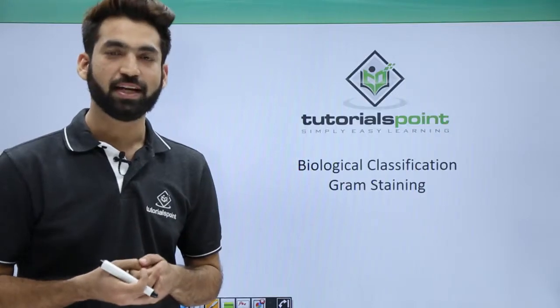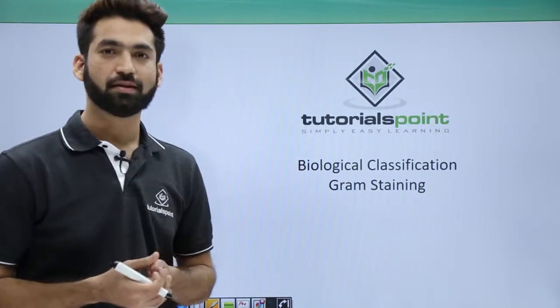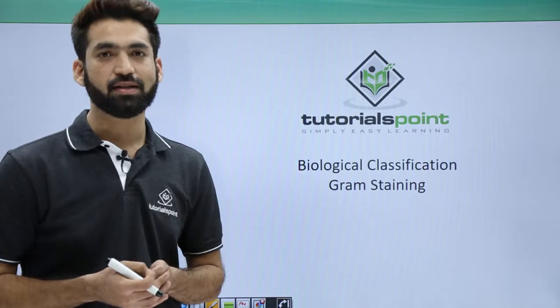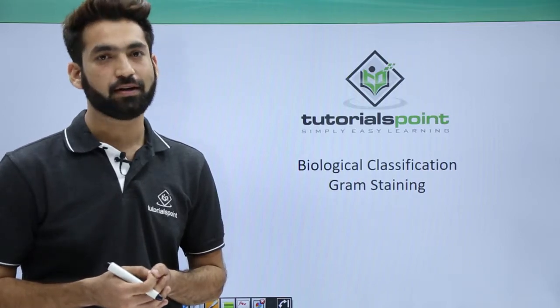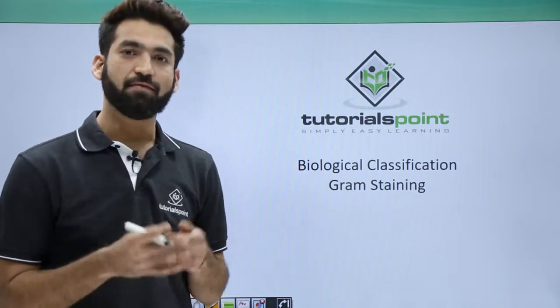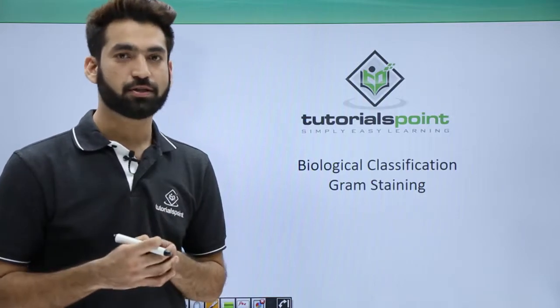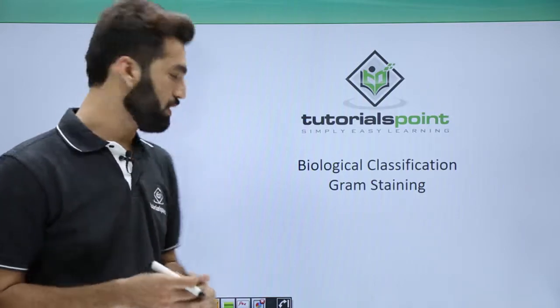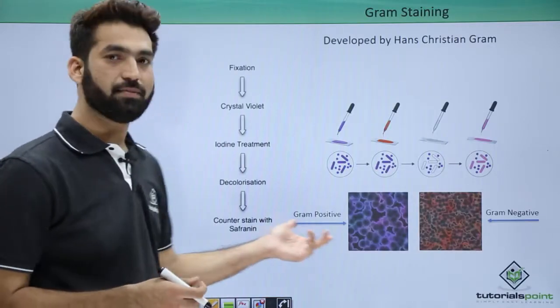In this session, we'll be detailing gram staining. Gram staining is one of the staining processes for bacteria. We stain the bacteria and classify them into two different groups called gram positive and gram negative. First of all, let us understand why it is called gram staining.